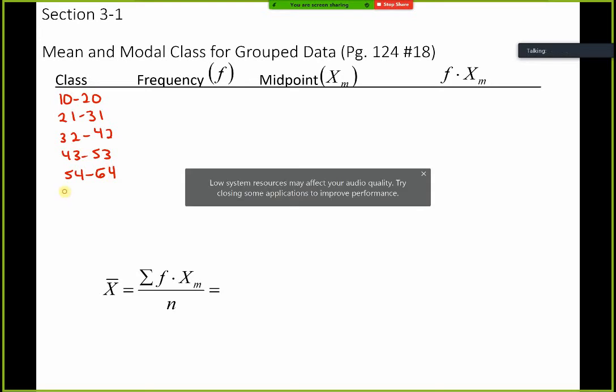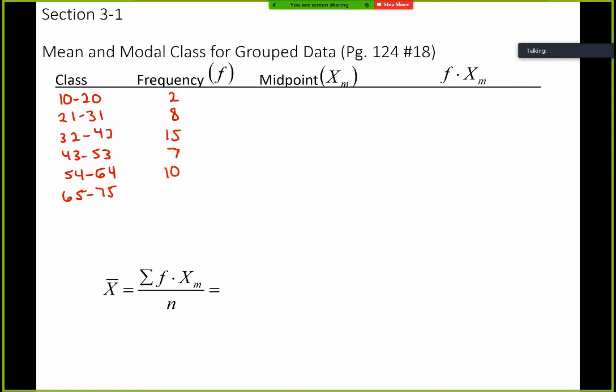64 and then 64. Whoops, 65, jeepers. And 75. There we go. And our frequencies are 2, 8, 15, 7, 10, and 3. So that is the grouped data we're going to use.